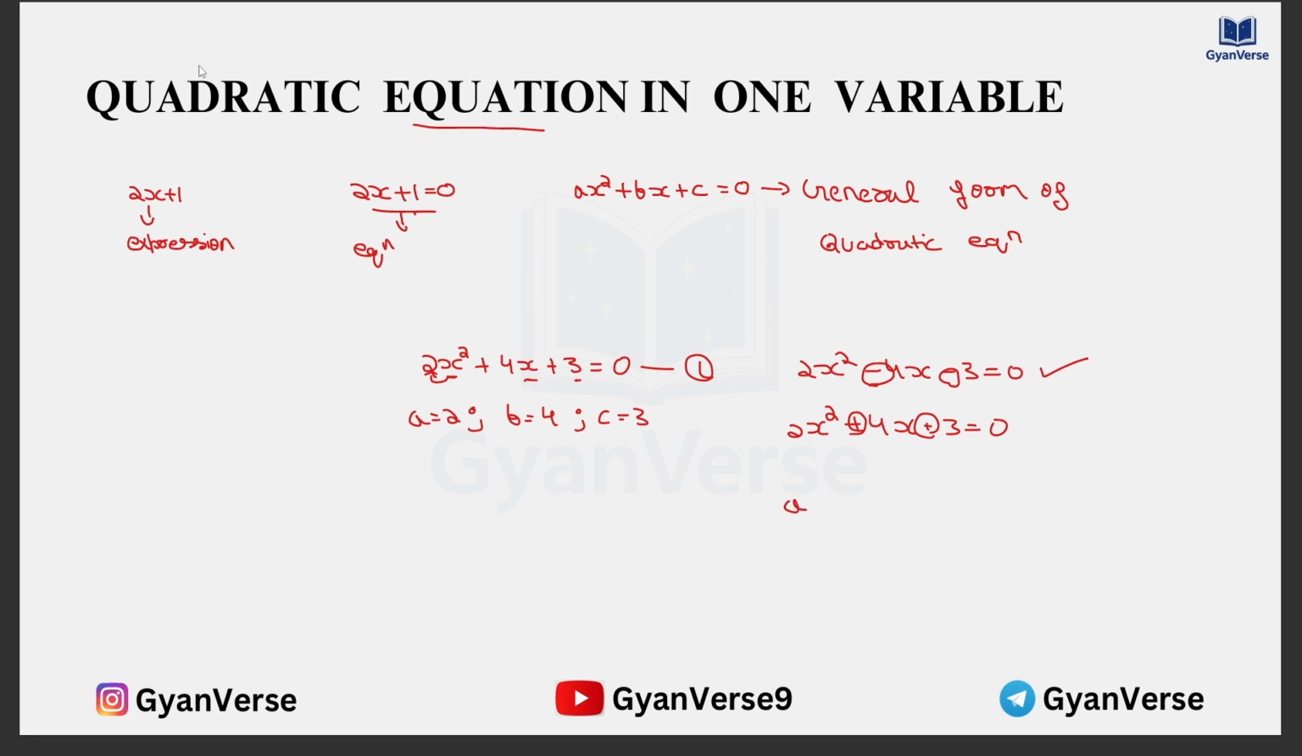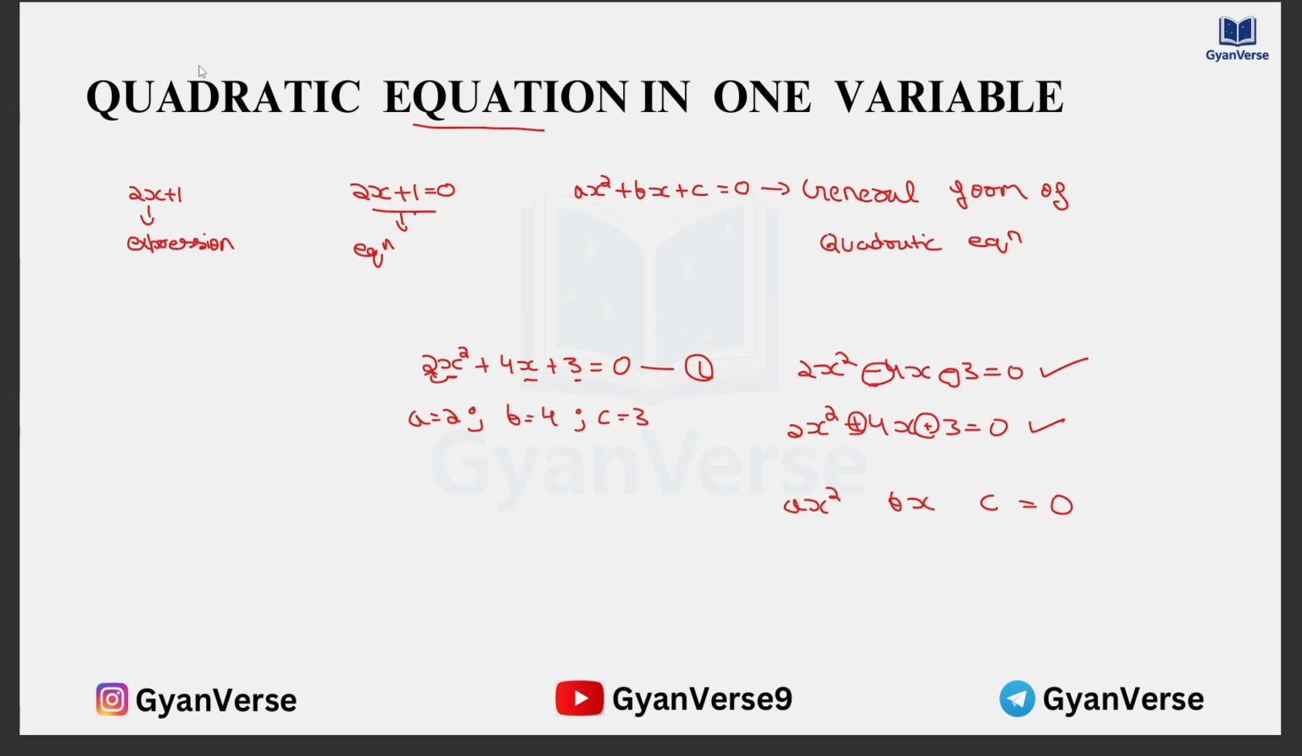There should be an ax square, there should be bx, and there should be a c. It doesn't matter what the sign between them is. It may be positive or negative, it doesn't matter, right? So both of these are quadratic equations. Both of these will be called quadratic equations.